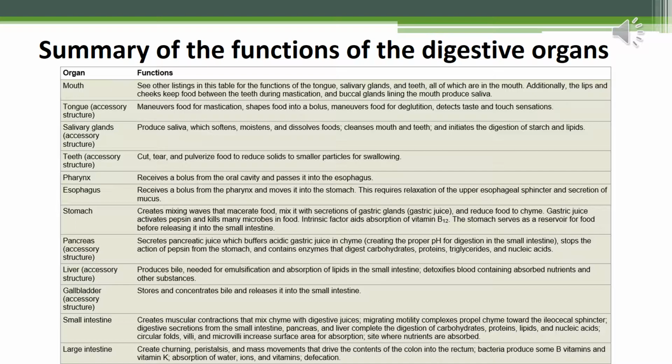Here's a chart which summarizes the functions of the various digestive organs we just covered. And I'm not going to go into this really, but just use this as a study aid for the test.